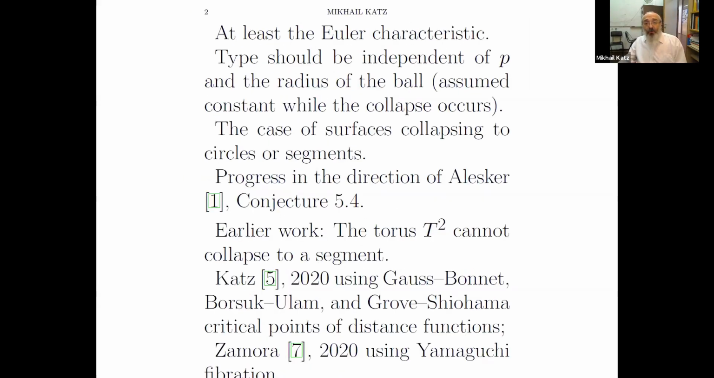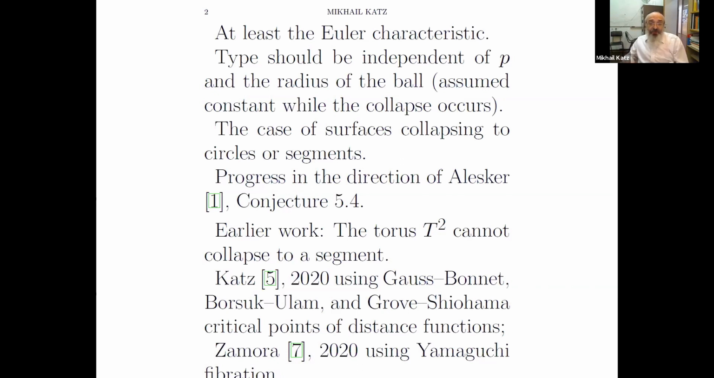In the case of the torus, what one can show is that the torus cannot collapse to a segment. So you can think of a torus as getting thinner and thinner and turning into a circle. That's certainly possible. But it cannot collapse to a segment in the sense of the Gromov-Hausdorff collapse.